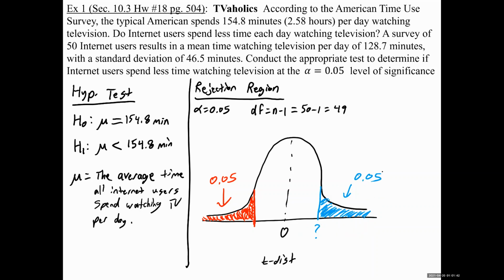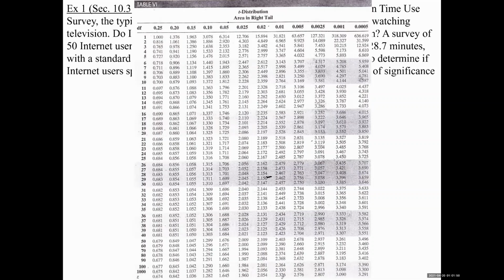So area in the right tail, 0.05, degrees of freedom, 49, and let's go to the t-table. Area in right tail, 0.05. See up here, it says area in right tail. It's got to be in the right tail to look it up. So area in the right tail, 0.05, degrees of freedom, 49. There's no 49. So use the closest one, which is 50. And then you go like this and like this. And the number is 1.676.